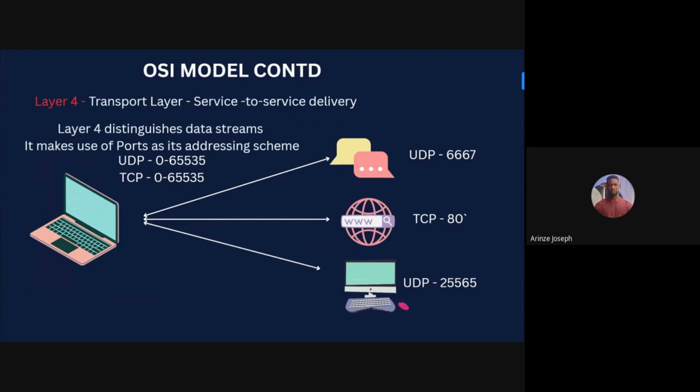So the meaning of UDP is User Datagram Protocol, and TCP is Transmission Control Protocol. TCP is a connection-based protocol, so it needs a connection to function. For example, you are browsing the internet and you click on a page. The page must connect properly, and you download everything and it is displayed to you. So that is a connection-based protocol.